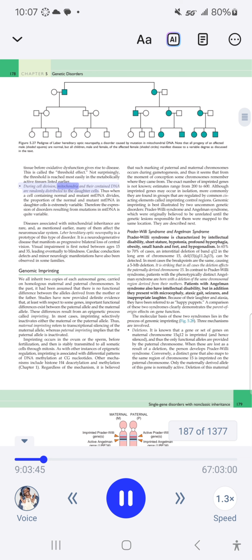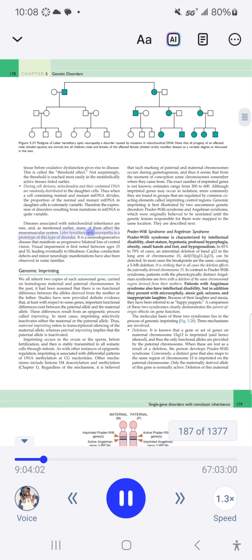During cell division, mitochondria and their contained DNA are randomly distributed to the daughter cells. Thus, when a cell containing normal and mutant mtDNA divides, the proportion of the normal and mutant mtDNA in daughter cells is extremely variable. Therefore, the expression of disorders resulting from mutations in mtDNA is quite variable. Diseases associated with mitochondrial inheritance are rare, and, as mentioned earlier, many of them affect the neuromuscular system.